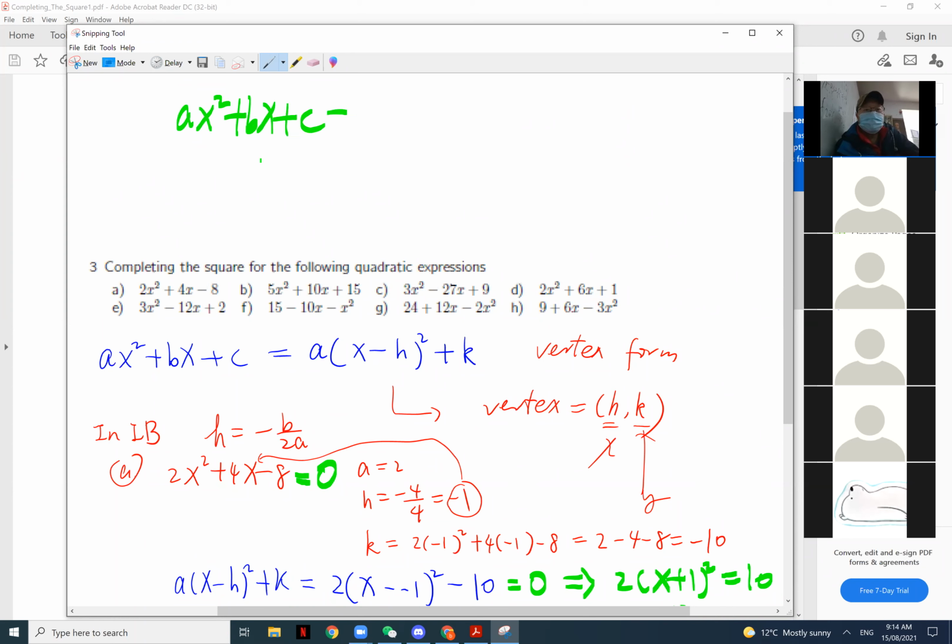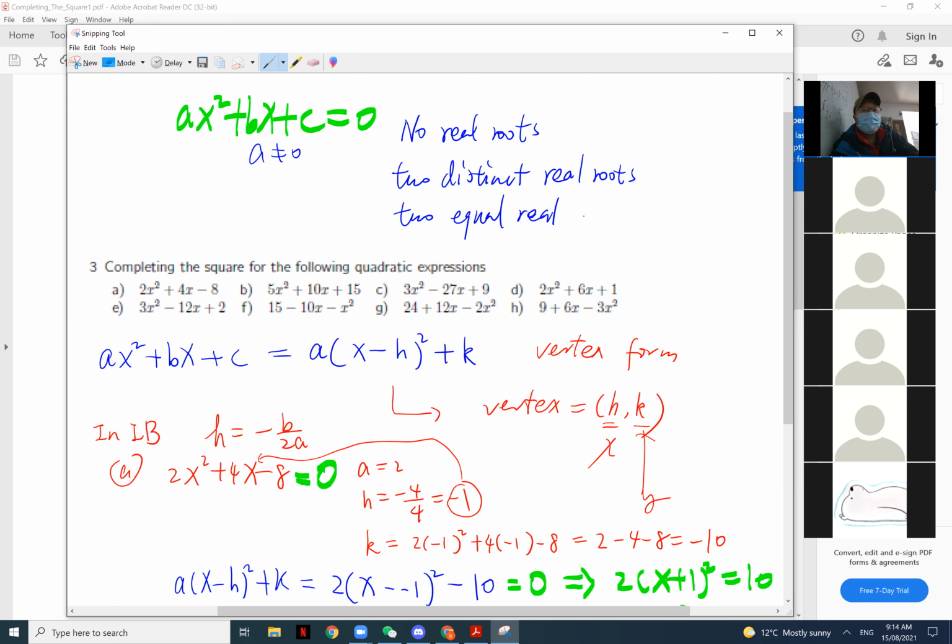This is a quadratic equation. Camellia, this quadratic equation: no real roots, 2 distinct real roots, 2 equal roots. Sometimes we say 1 root or 1 real root. Amelia, do you know the condition? That's term 1.